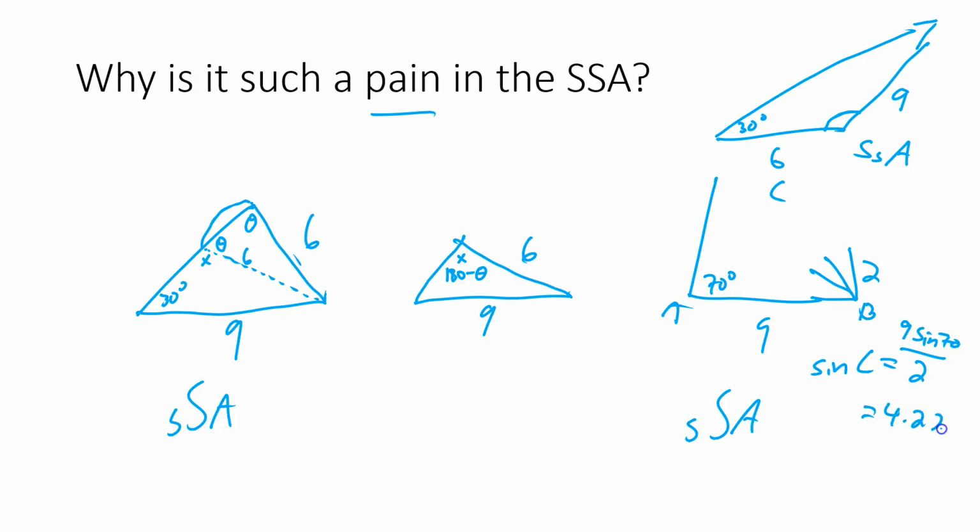Well, that's bad, because I can't have the sine of an angle that's bigger than 1. If you do sine inverse of 4.22, you're going to get a domain error, or it'll say syntax error, or something like that. It'll say that it's not in the domain. You can't do sine inverse of 4.22. You can only do sine inverse of numbers between -1 and 1.